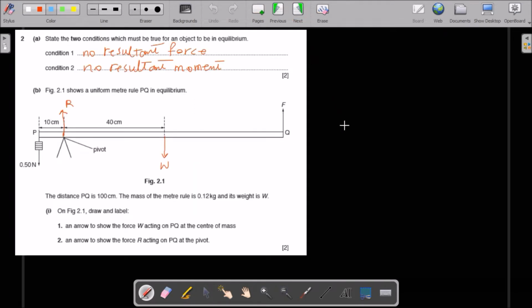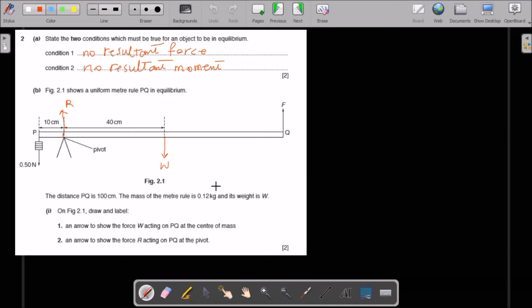Question number 2. State two conditions which must be true for an object to be in equilibrium. We know that there are two conditions. Number 1, no resultant force acting on the object, and number 2, no resultant moment. It means the sum of the clockwise moments should be equal to the sum of the anti-clockwise moments.